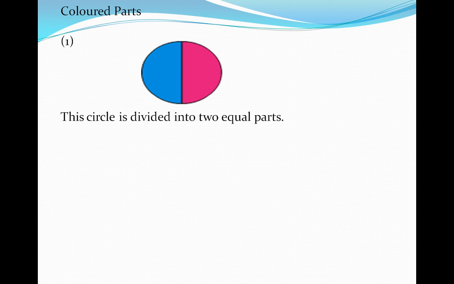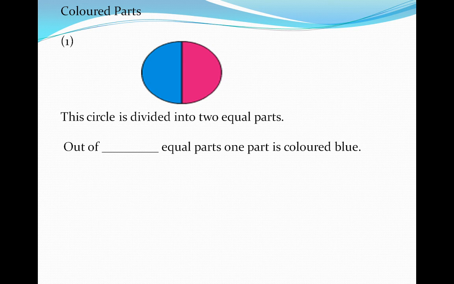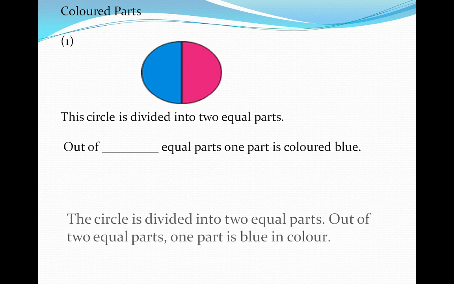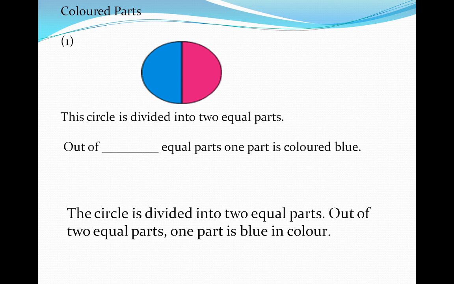Colored parts. Now look at here. Here we draw a circle which is divided into 2 equal parts, and one part is blue colored and the second part is red colored. The circle is divided into 2 equal parts. Out of dash equal parts, one part is colored blue. So how can we write the answer? The circle is divided into 2 equal parts, and out of 2 equal parts, one part is blue in color.